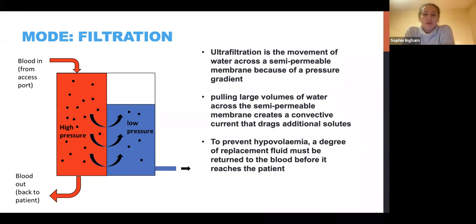You can obviously remove a lot of fluid doing this method, and in order to prevent hypovolemia, at some point within the circuit, you need to add a balanced solution back to the blood to avoid hypovolemia in the patient.